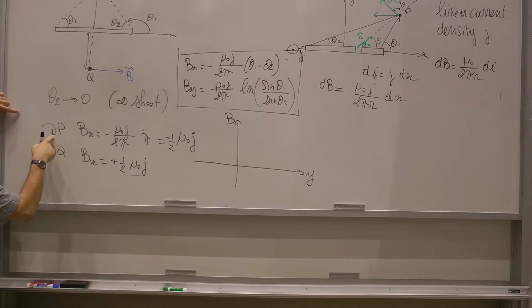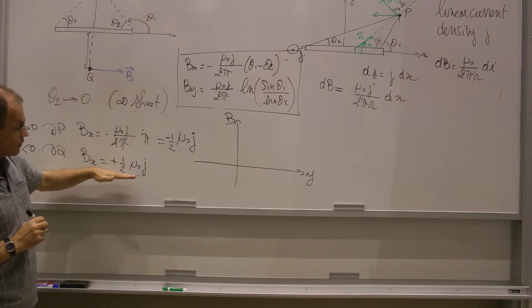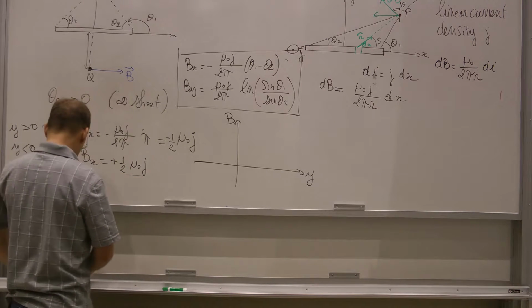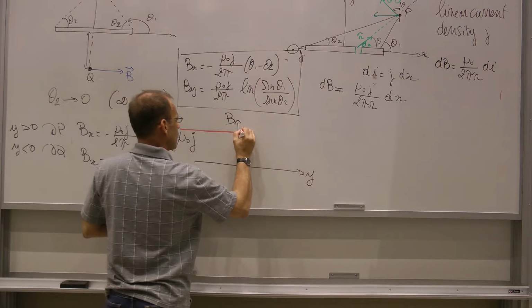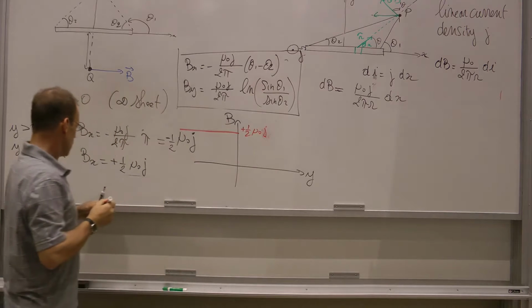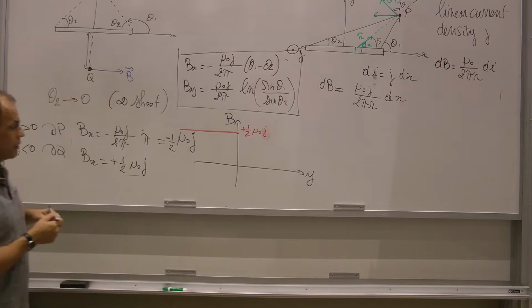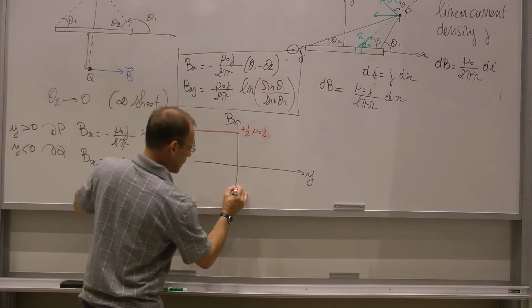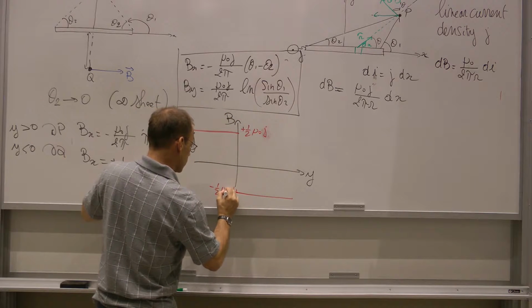So here, point P corresponds to y being positive, and here that corresponds to y being negative. When y is negative, the value of my B field is positive 1/2 of mu 0 j. It would be plotted here. And in the positive part of the y-axis, I get a negative value for the magnetic field. So it would look this way, symmetrically with respect to the origin, negative 1/2 of mu 0 j.